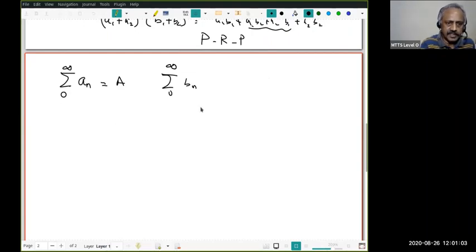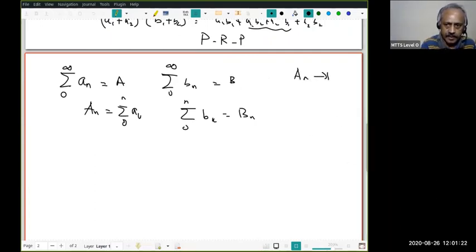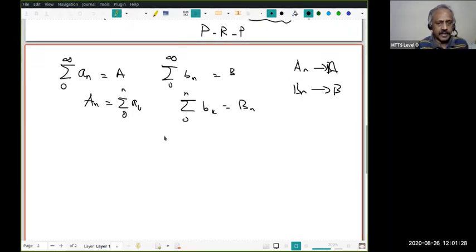Now the partial sums, instead of Sn, I will denote by An, the sum from 0 to n of ak, and Bn, the sum from 0 to n of bk, and the sums to be A and B. That means An converges to A, and Bn converges to B. Okay, right. Now I want to define the so-called Cauchy product of these series.